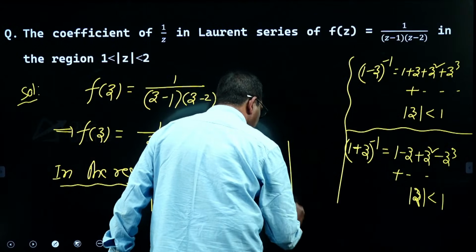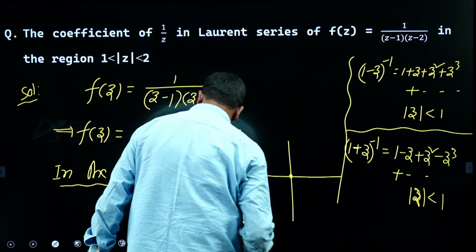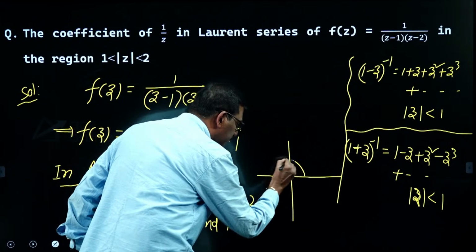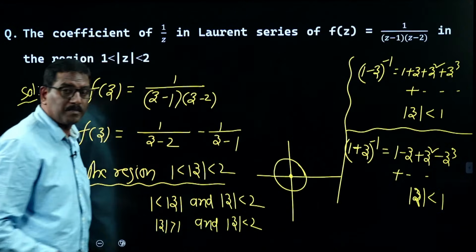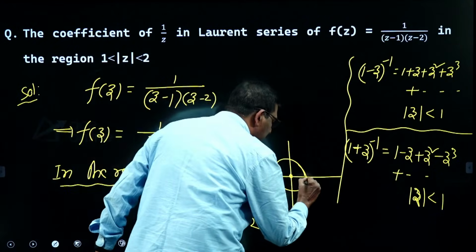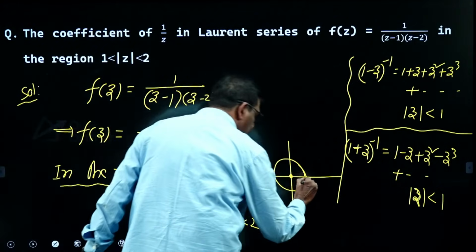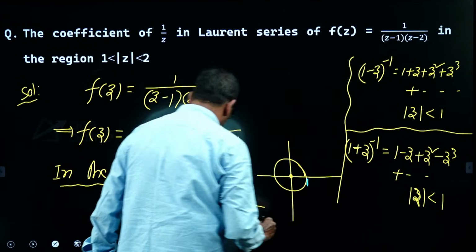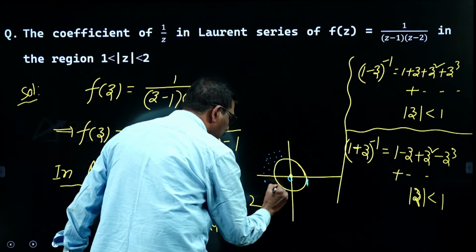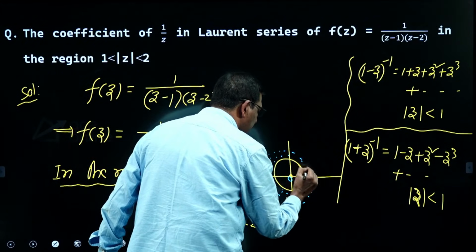What is the diagrammatic view? Center 0. This is 0, with center 0, radius 1. Mod z greater than 1 means all values of z above the radius 1. Suppose this is the radius 1. All values of z above the radius 1. I will change the color. This is 1. All values of z above the radius with center 0. These are z's. Every z is above the radius. That is the exact meaning, the diagrammatic view I am giving.